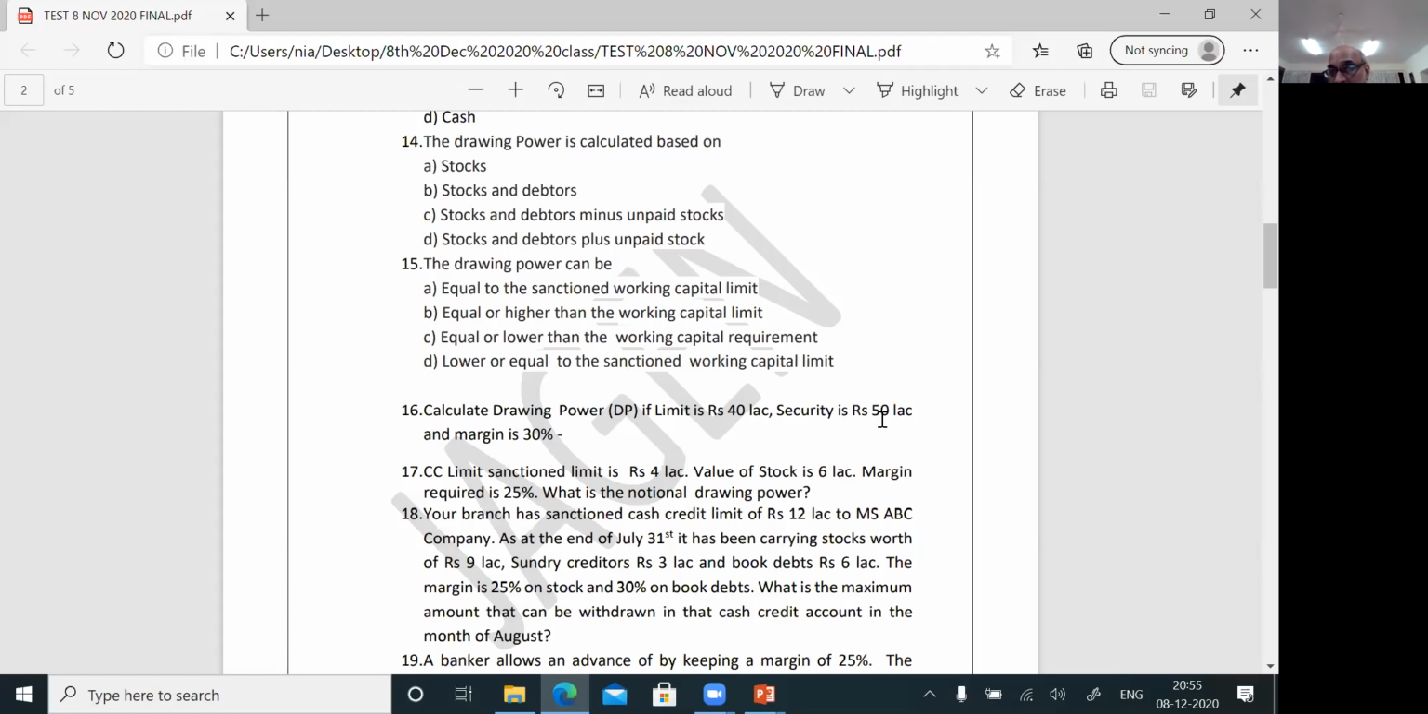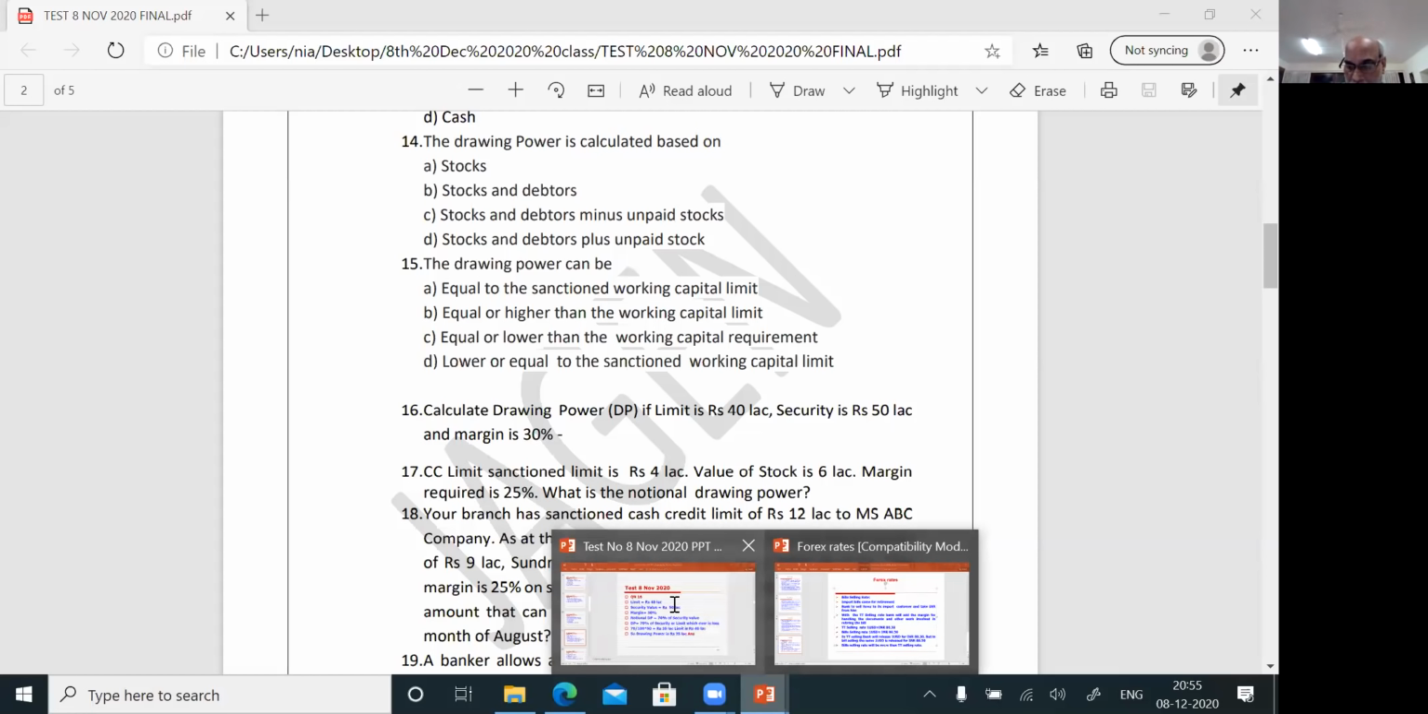In some exams they ask what is a notional DP. People will come and ask me, sir, what is notional DP? Let us explain the concept here now. Margin is 30%. That means 70% he can avail as loan. The security is 50. So calculate 70% of 50. The figure you are getting is called the notional DP. So what is the drawing power? The drawing power is either notional DP or limit sanction, whichever is less. You see the example, you will understand. That is why I used the word notional DP.